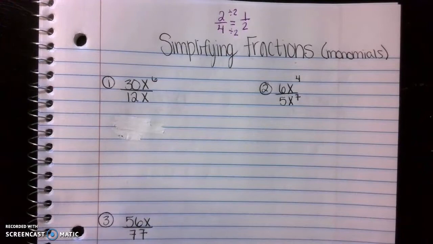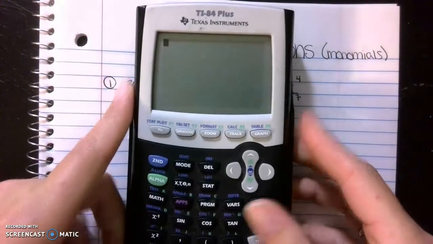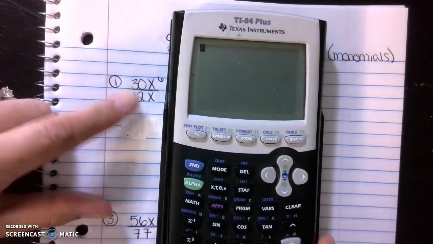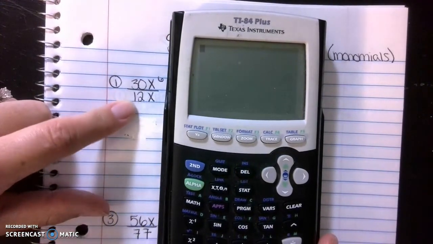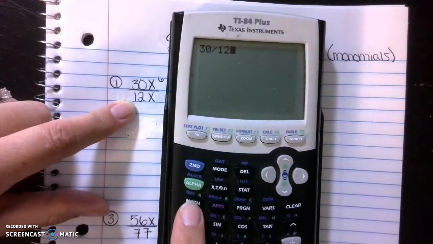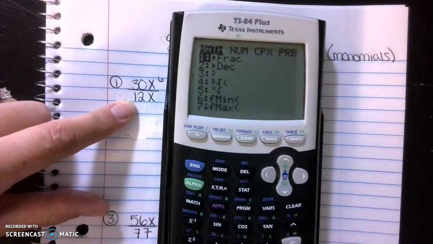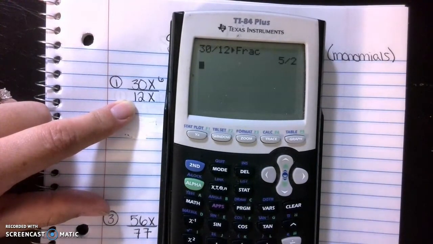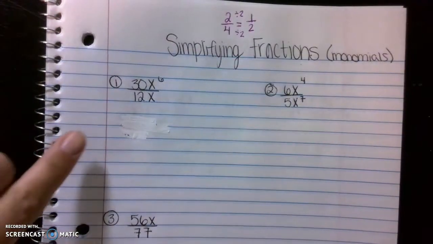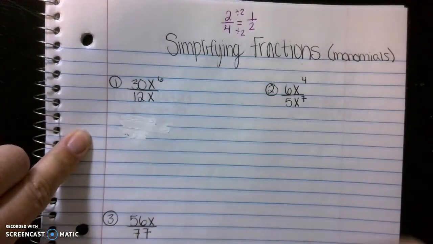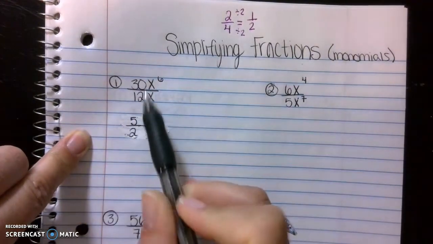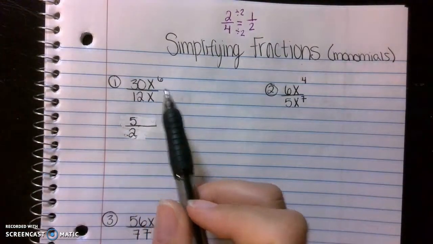Now, in your calculator, if you are fortunate enough to have a graphing calculator, you can reduce these fractions using those calculators, okay? At least the numbers part of it. So 30 divided by 12, okay? If I hit math right here, math, and then if I hit enter twice, it will reduce that fraction for me to 5 over 2, okay? So I can go ahead and reduce this fraction here to 5 over 2. Okay, now we still have to take into account these x's, but we'll get there in a second.